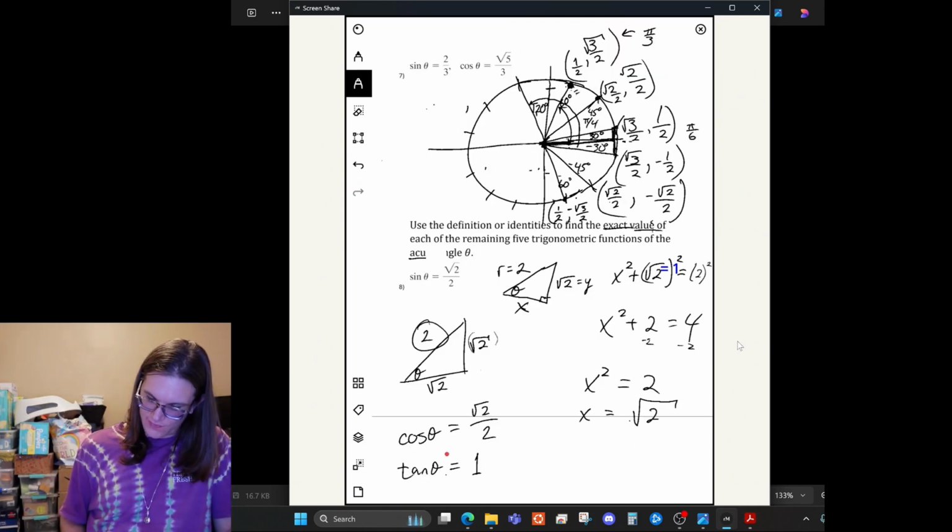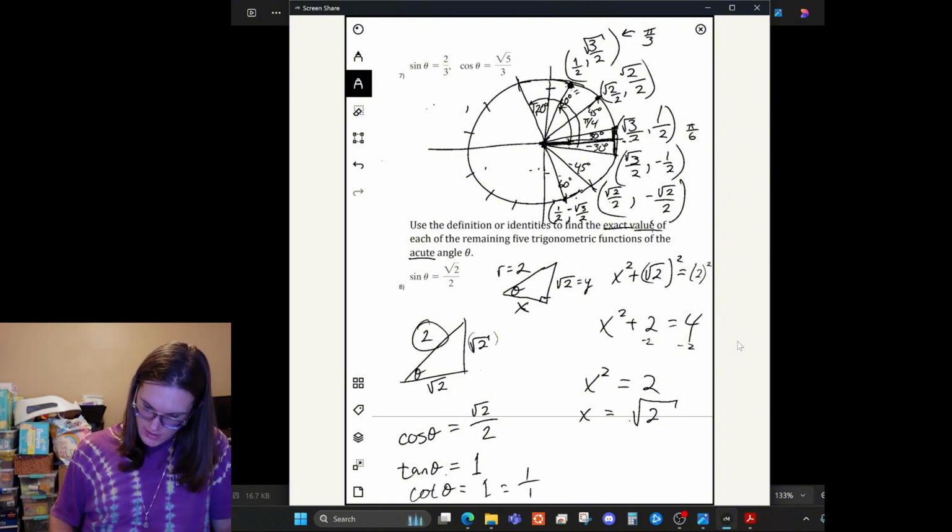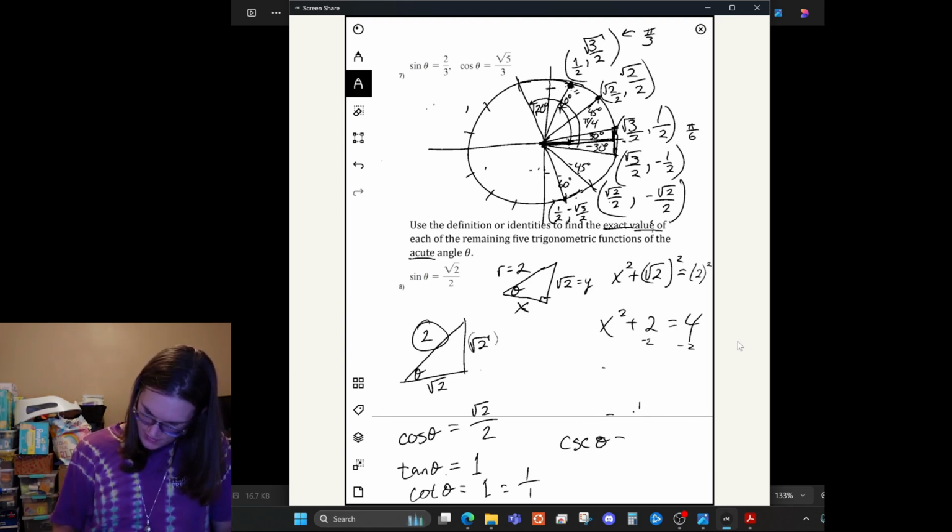the tangent of theta is 1. I know what the cotangent of theta is. Also 1, because it's 1 over 1. Okay, so is that all of them? Cosine, tangent, cotangent. Cosecant is 1 over sine, so 2 over root 2. Secant is 1 over cosine, so 2 over root 2 again.